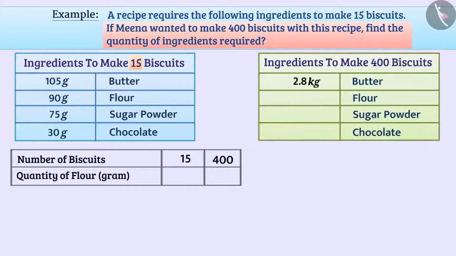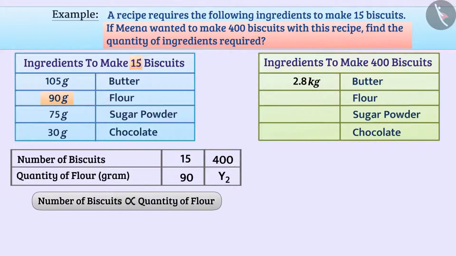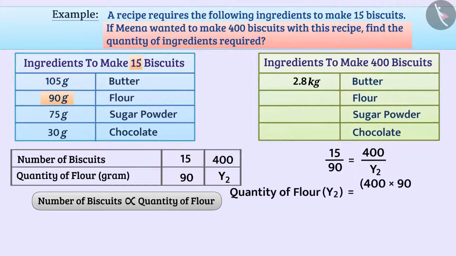We can show the relationship between the number of biscuits and the quantity of flour in this way. Now suppose the required quantity of flour to make 400 biscuits is Y2. Since the number of biscuits and the quantity of flour are directly proportional, 15 divided by 90 is equal to 400 divided by Y2. Therefore, the quantity of flour, that is Y2, is equal to 400 multiplied by 90 divided by 15 grams, which is equal to 2400 grams, which is equal to 2.4 kilograms.